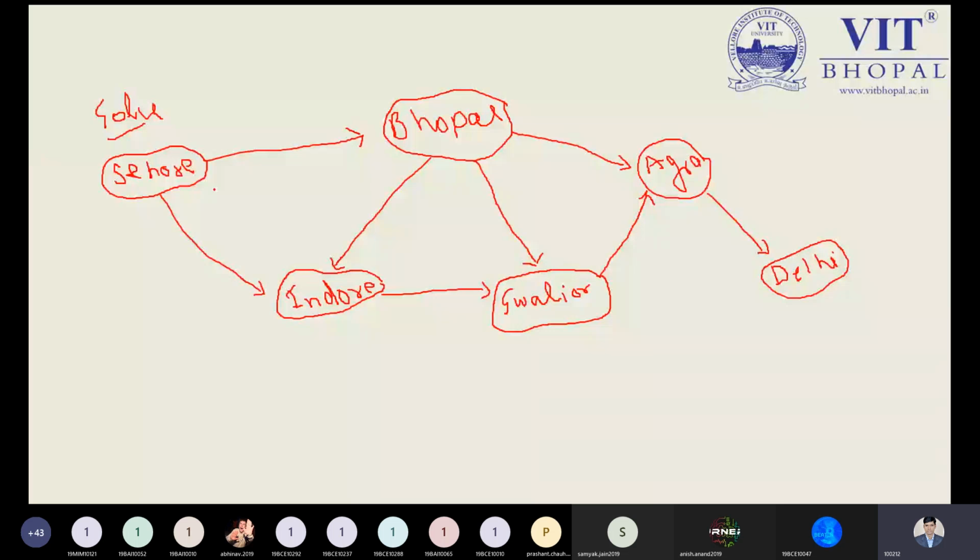So for the CO2 profile, I'm just taking simple, tentative values, not exact. CO2 to Bhopal, we can say it is approximately 40 kilometers. And Bhopal to Agra, if I'm going directly without stopping at Gwalior, I can measure it as around 120 plus 400, so approximately 520 something. All the values are in kilometers.